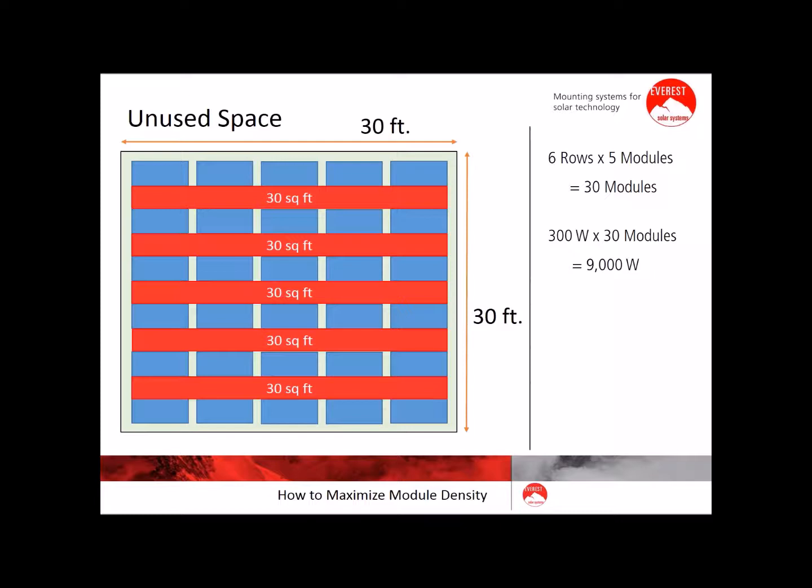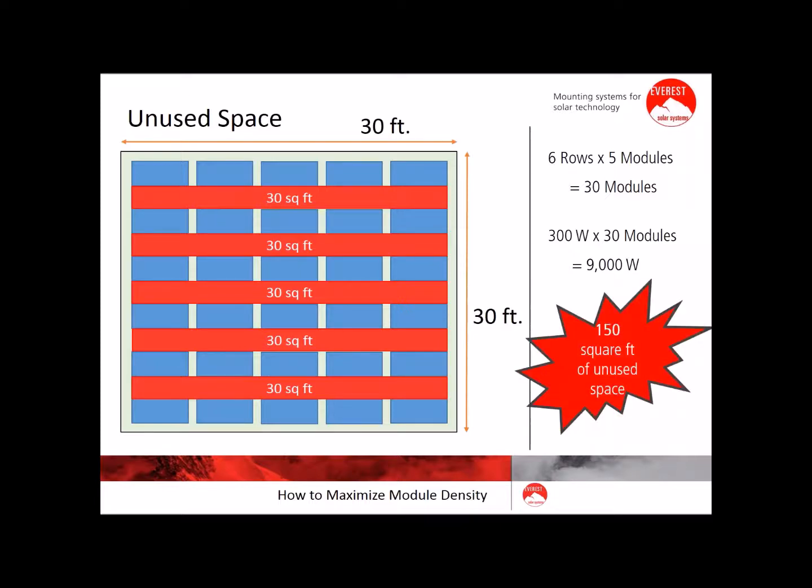Because we have that 1 foot gap and it's a 30 feet wide roof, we're looking at 30 square feet of unused space in those aisles for that inter-row spacing, which gives us a grand total of 150 square feet of unused space. So there's definitely some room for improvement there.